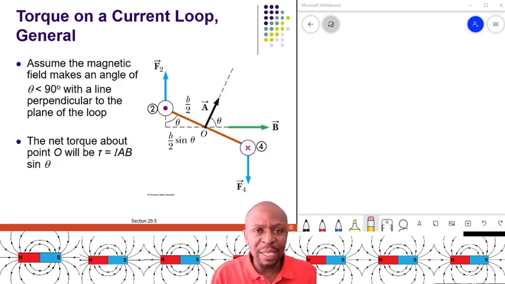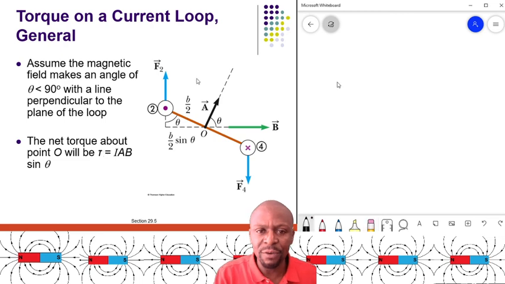Right, now in that case, assume the magnetic field makes an angle of theta, which is less than 90, with the line perpendicular to the plane of the loop. The net torque about a point O will just be given by this equation. The maximum torque is just going to be IAB times the sine of an angle theta. Why an angle theta? Because if we want to write it in a vector form, this is what we are going to have: the torque is nothing else but the current times vector A cross B.